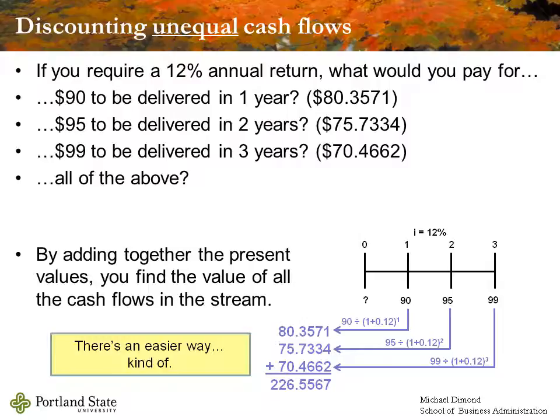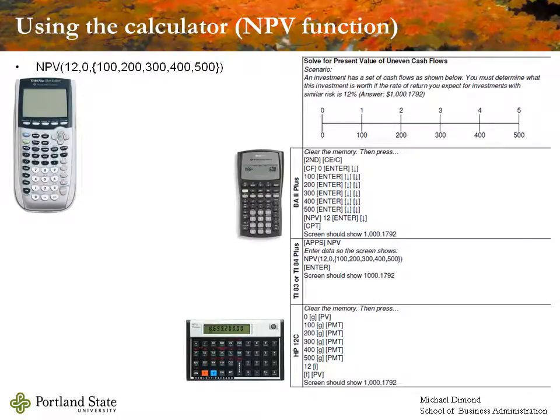Now clearly, if you had a longer stream of cash flows, this would be a very, very cumbersome process. And while Excel is capable of doing this pretty readily, there is an easier way when you don't have Excel handy, for example, if you're using your financial calculator. We're going to use a new function on the financial calculator. We're going to be using the NPV function.